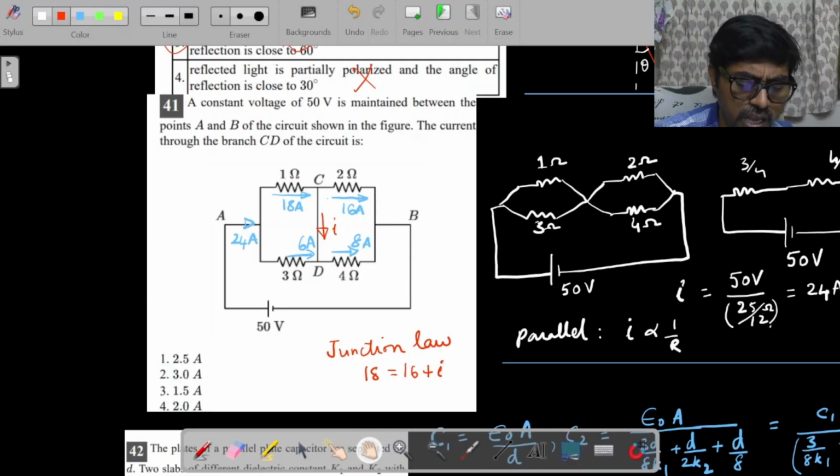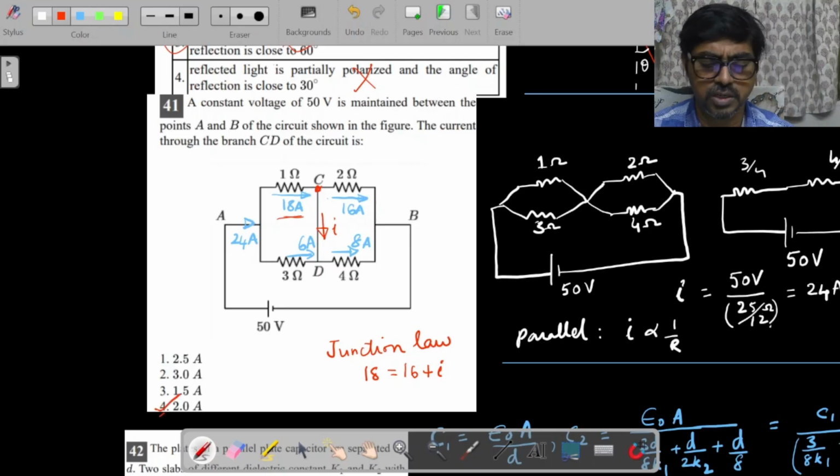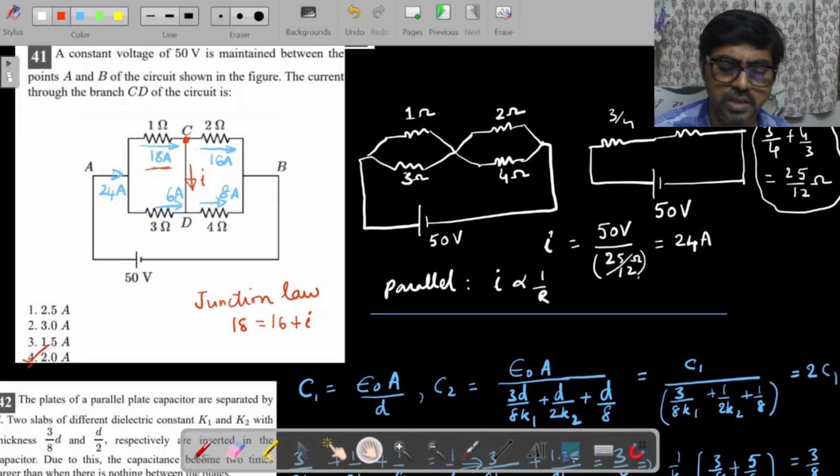So once I have these currents, now I can apply the junction law at C. Net current approaching the junction is 18 ampere. Net current leaving the junction is going to be I plus 16, that is what I have written here. 18 equals 16 plus I, or I equals 2 ampere is going to be the answer there. So that is question number 41 for you. I hope you understood that. It is a very simple, straightforward one.